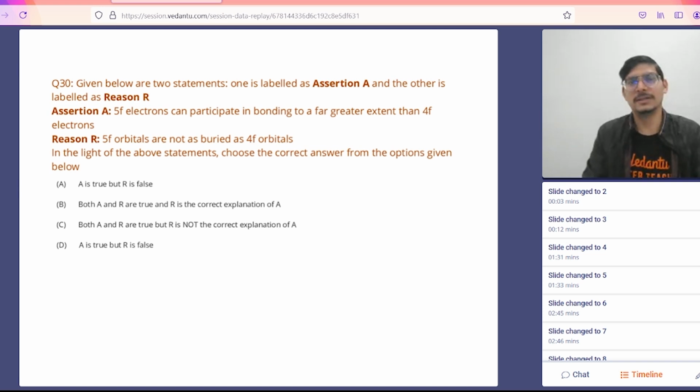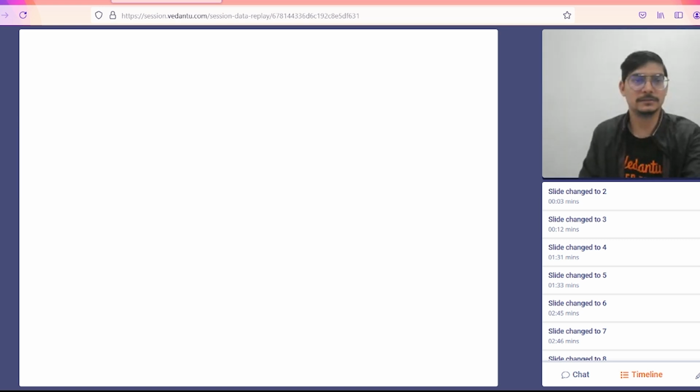Yes. So actually in D and F block elements, as you move down the group, the participation of the D and F electrons increases because they are not close to the nucleus. They are away from the nucleus. So for them, it is easy to delocalize. So yes, assertion is correct. Reason is correct, and reason is the correct explanation of the assertion. So both A and R are true, and R is the correct explanation of A. So option B is correct.